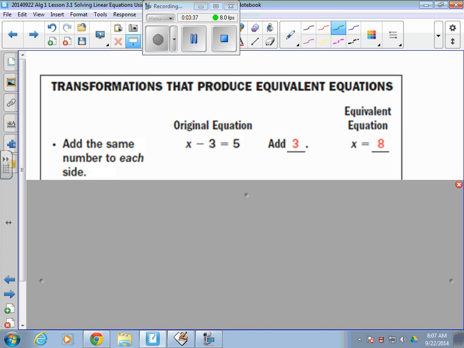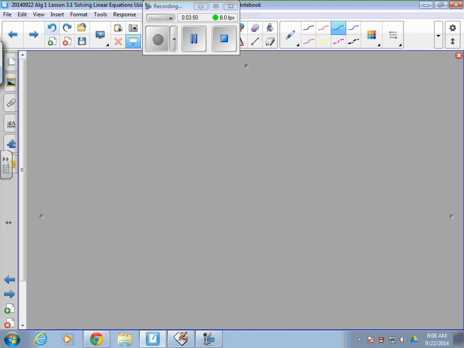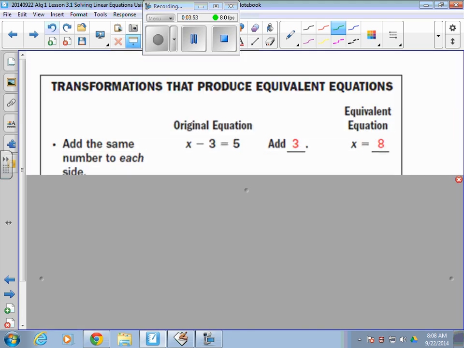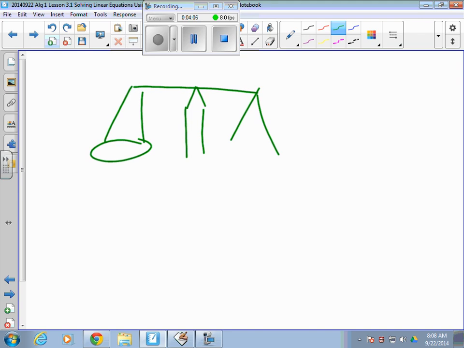Here are transformations that produce equivalent equations. The first one is adding the same number to each side. Think about when you're doing inverse operations, as you're changing the balance of things. If you look in the textbook, you'll see that there's pictures of scales and stuff in there. So you have something that looks like this. If you have x plus 1 over here and you have 3 over here, the scale is balanced.